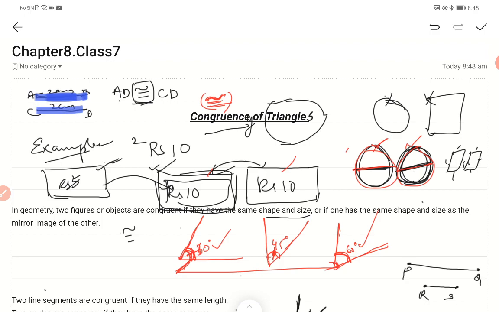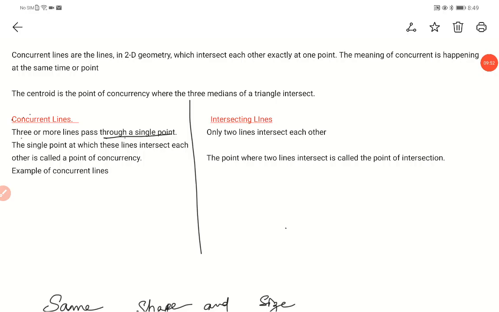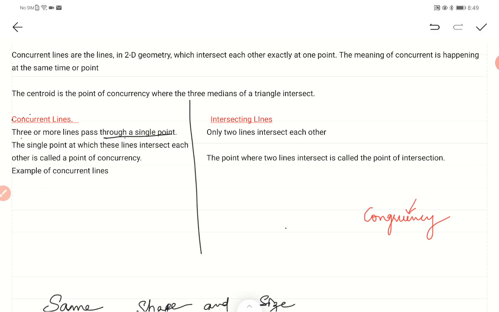All right. So now it's time for us to look at the congruency of triangles. Before that, I just wanted to make you all clear about two things. For the lines, usually you will have confusion in that. Congruency, as I have just explained, is all about having the same shape and size.